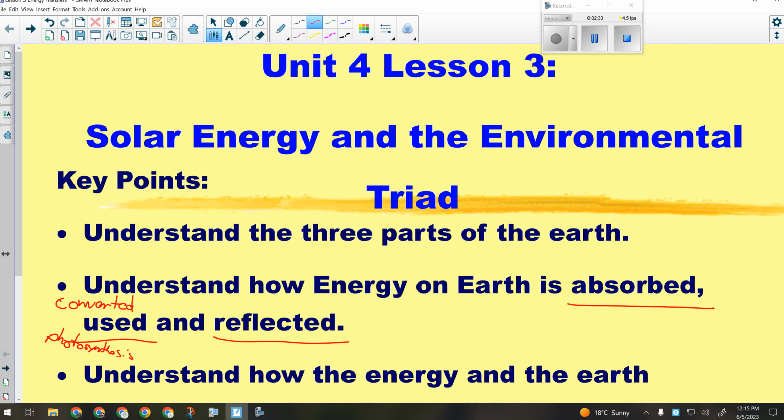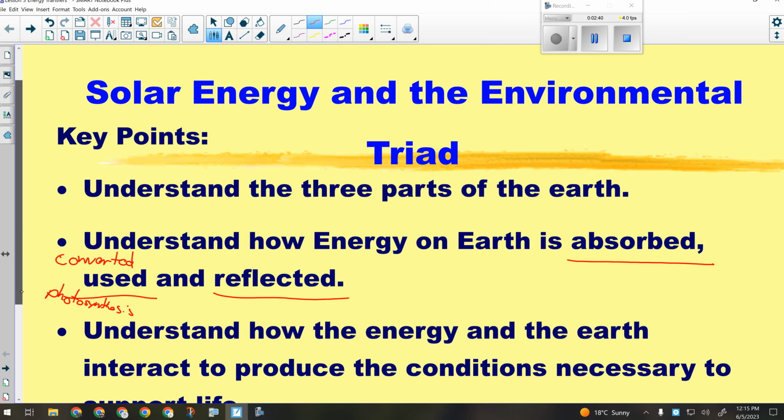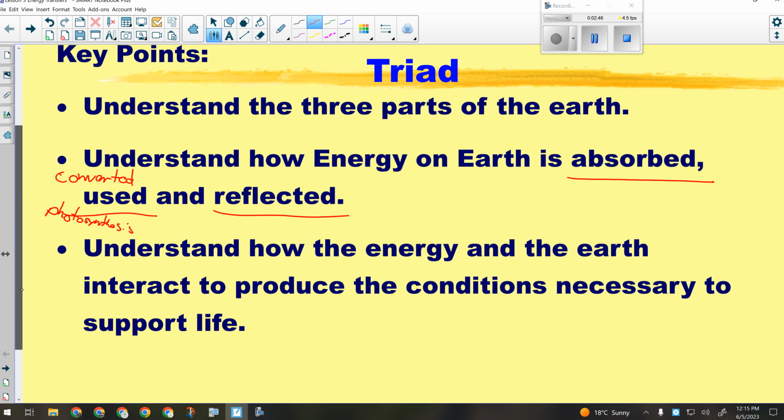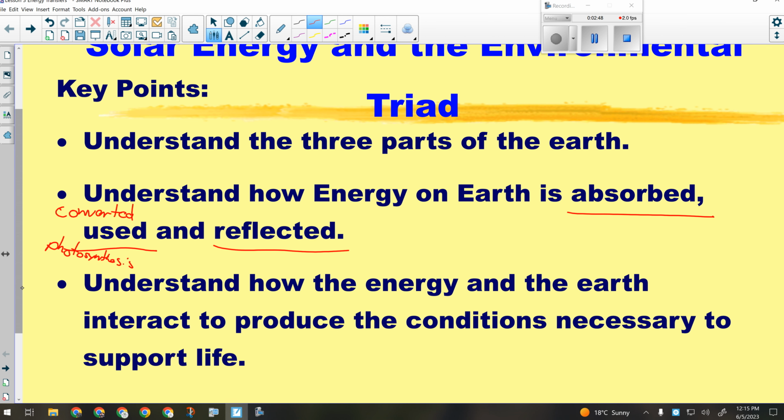We're going to talk about what determines how much gets absorbed, how much gets converted, and how much gets reflected. Then we'll understand how the energy and the Earth interact to produce the conditions necessary to support life.